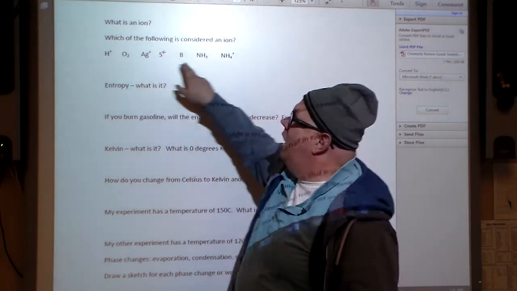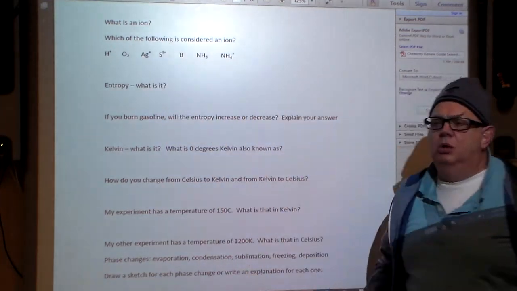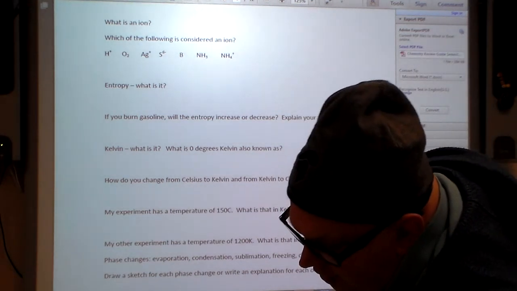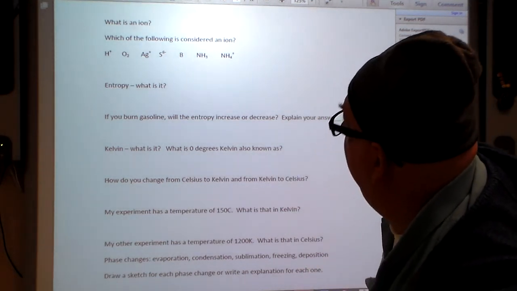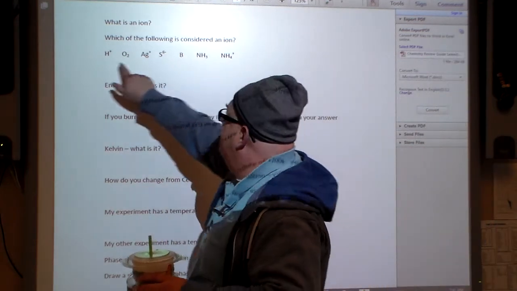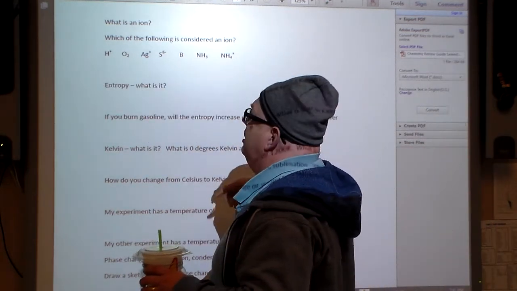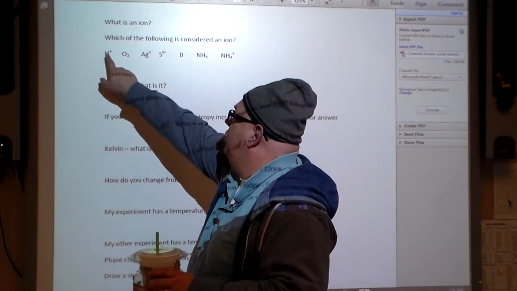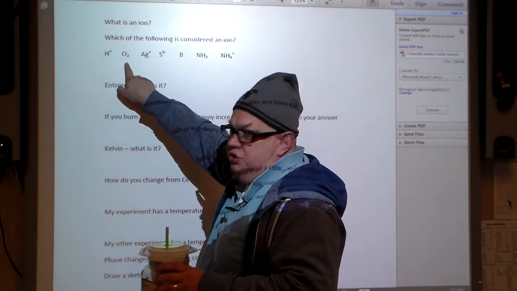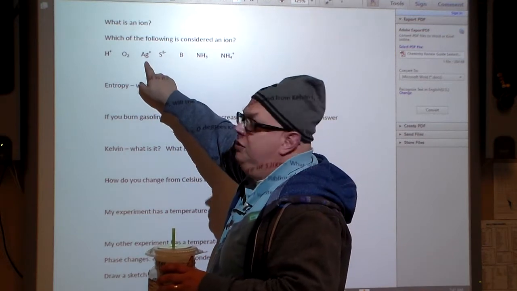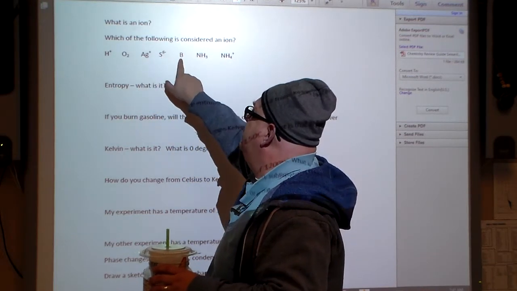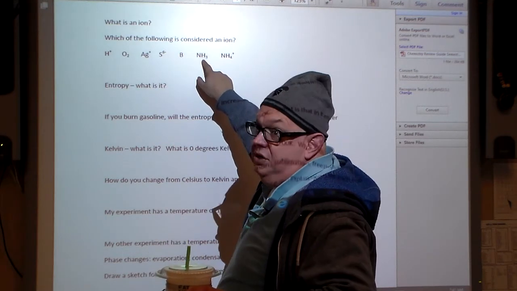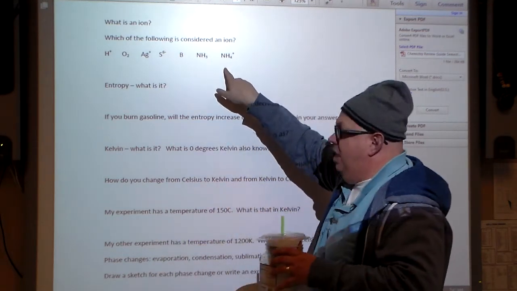So when we talk about an ion, ladies and gentlemen, we're looking at, is it a positive or a negative charge? Anions are negative, cations are positive. So when we look at these here, which of the following would be considered an ion? Anything that is a negative or a positive charge. So hydrogen's an ion, O2 is not, silver is, sulfur is, boron, no, NH3, no, there's no positive or negative, and NH4 plus.